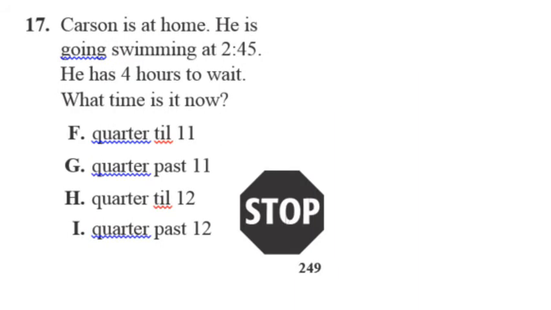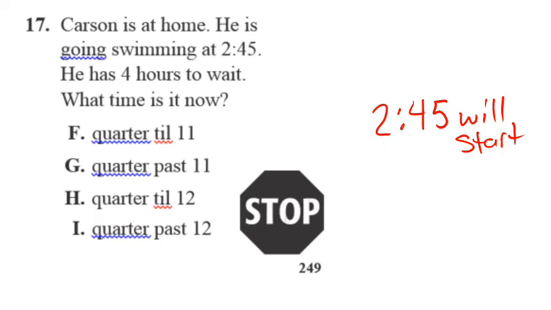17 is our last one. It says Carson is at home. He is going swimming at 2:45. He has to wait for 4 hours. What time is it now? So I have 2:45 is the time that he will start. That means I need to count backwards by 4 hours.